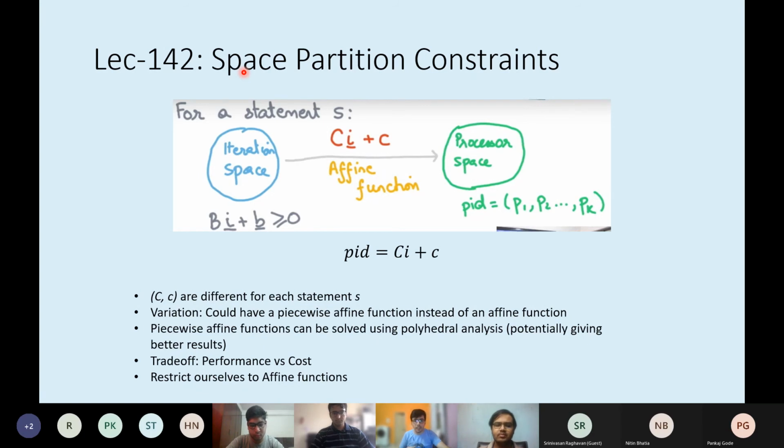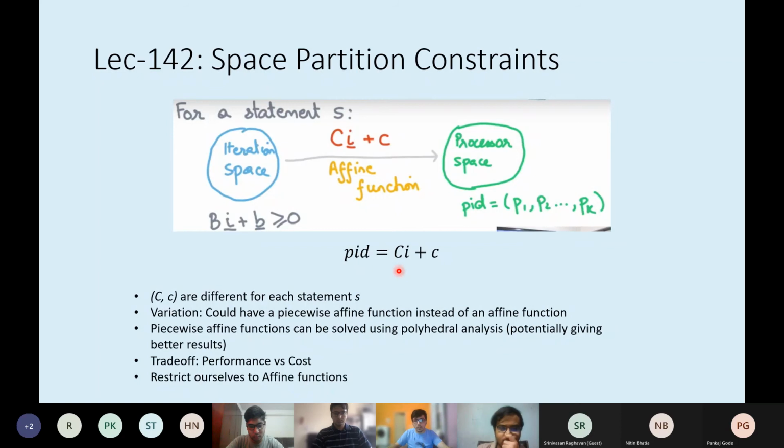So if I have an iteration vector i that is part of the iteration space, which means Bi plus b is greater than or equal to 0, then with the mapping affine function, with capital C and small c, I can calculate Ci plus c to get a processor id. And that will be part of the processor space. Potentially for each statement, these capital C and small c values could be different.